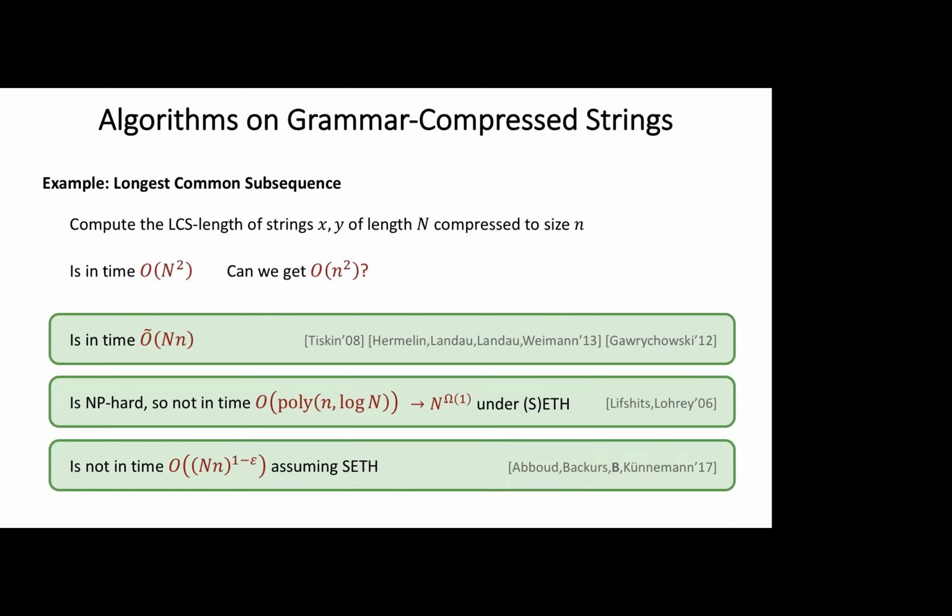Okay, what our contribution was to this field is that we show a matching lower bound based on SETH. So you cannot solve this problem in big N times little n to the 1 minus epsilon. If you would do so, you would violate this. We would falsify the strong exponential time hypothesis.